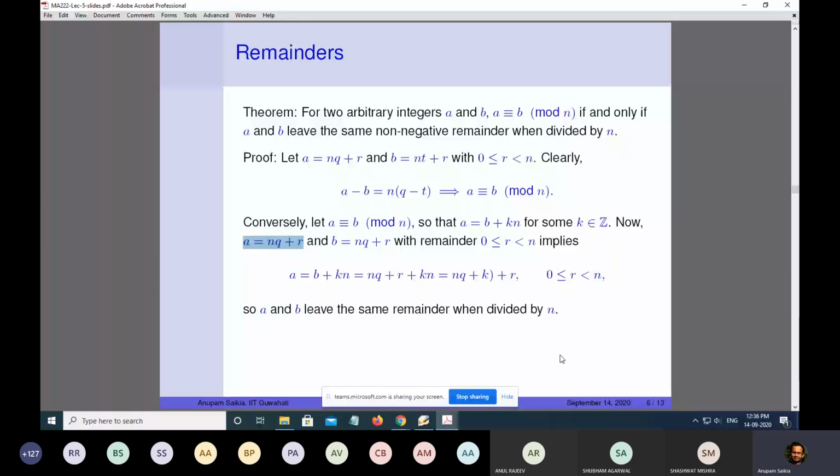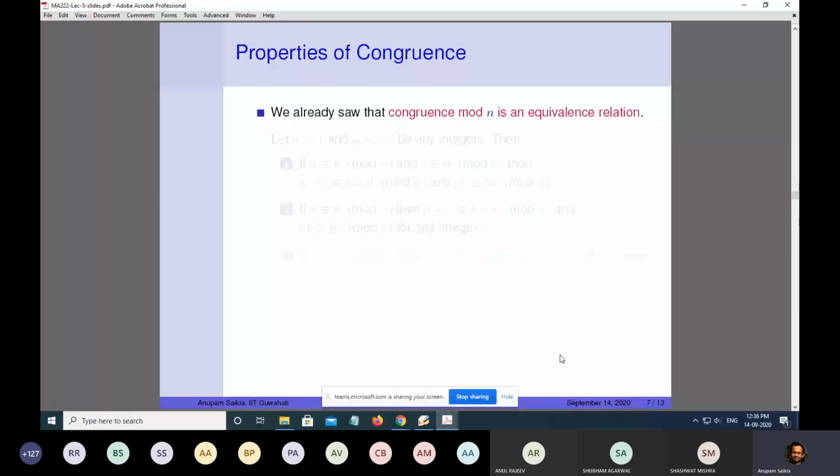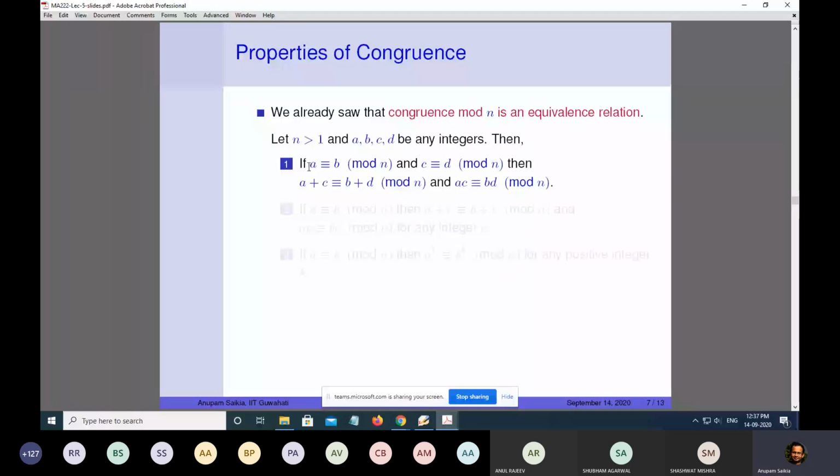Okay, so properties of congruence. What are the further properties? Already we saw that congruence mod n is an equivalence relation, that is reflexive, symmetric, and transitive. Now let's see what else can we say.